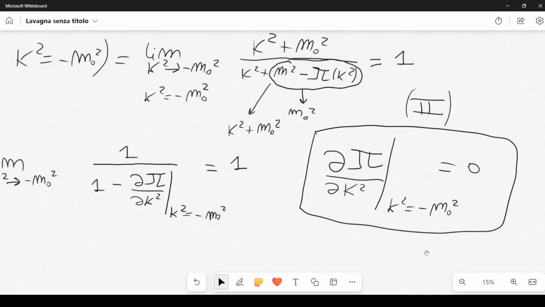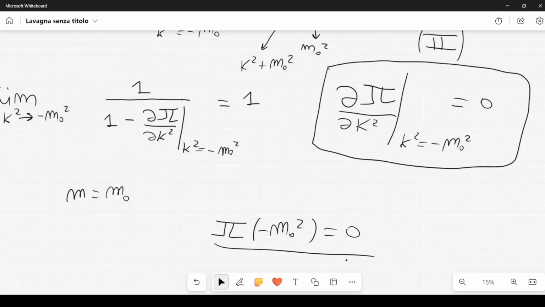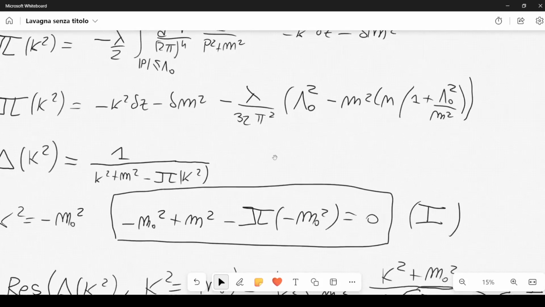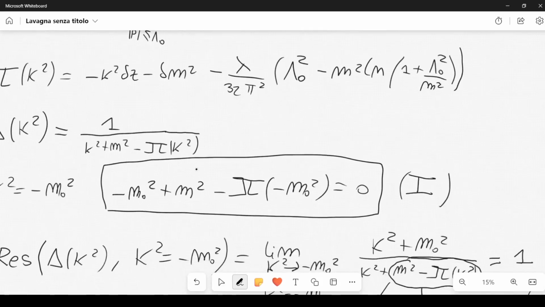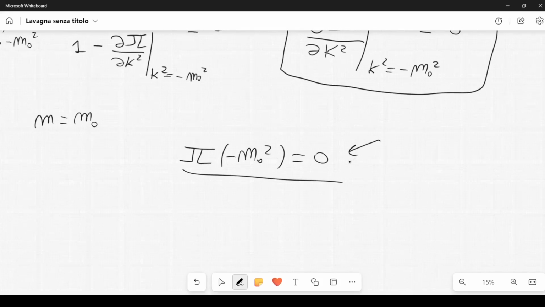Now, if we set up our theory so that m is equal to m0, condition that we called condition 1 will simply become capital pi of minus m0 squared equal to 0. So we are assuming now that m, the mass that we call m, in our theory is the experimentally measured mass. And therefore here you get 0 from this because we have set m equal to m0, and therefore the condition that we obtain, the simplified condition, is this one.